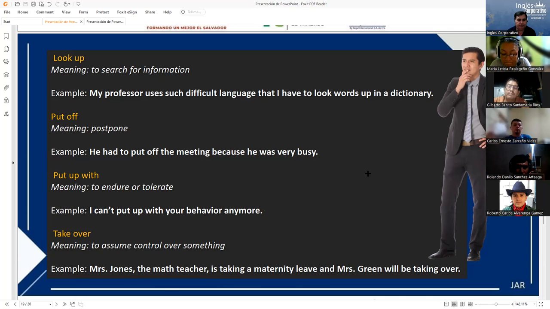Take over, meaning to assume control over something. Mrs. Jones, the math teacher, is taking a maternity leave, and Mrs. Green will be taking over. She will be seizing control. She will be taking the control of something.